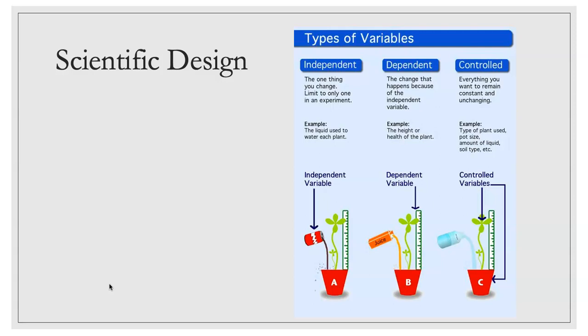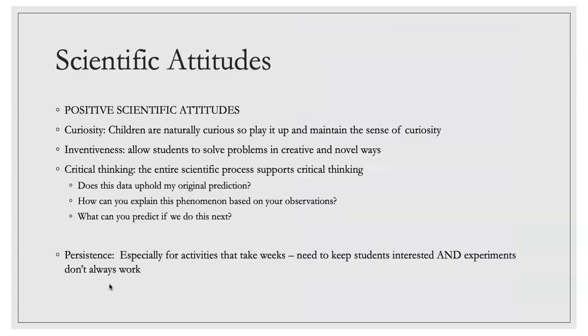And your control is going to be what you're going to compare everything to. So in this case, your control would be the type of plant used, the pot size, the amount of liquid that you apply to the plant, soil, the number of hours it's in sunlight. Those would all be the different controls to your experiment. This is a very difficult concept for young learners, and I highly recommend that you start drilling it into their brains early and have them practice identifying these different variables within the scientific process.